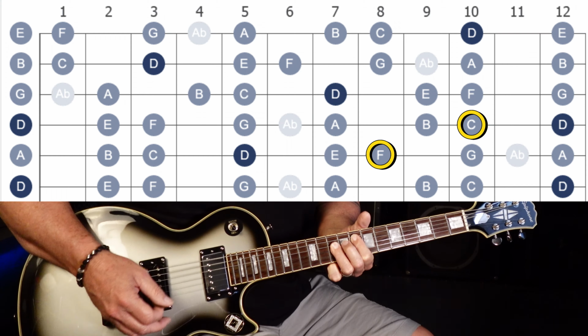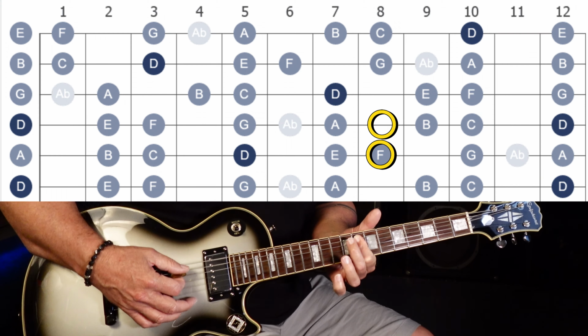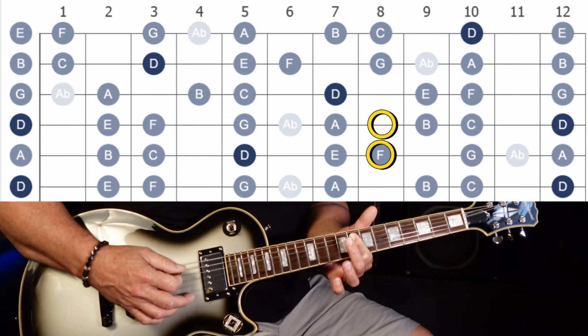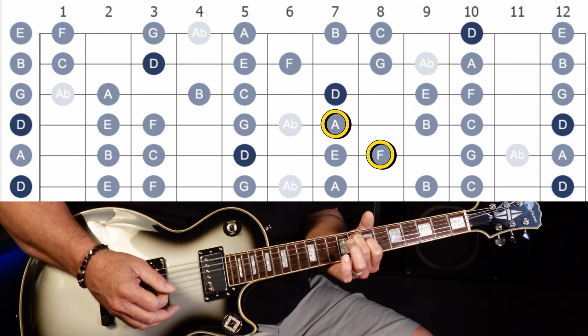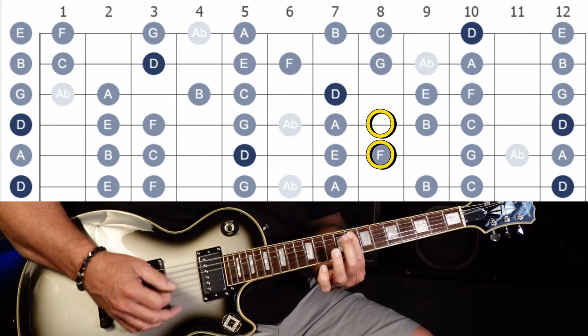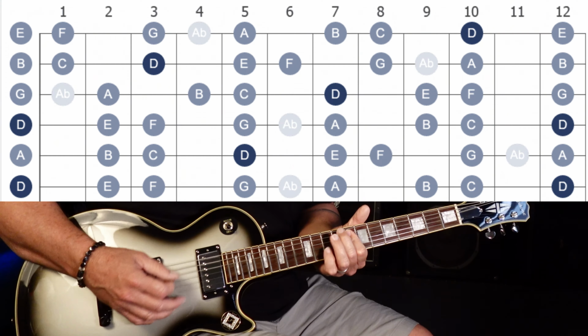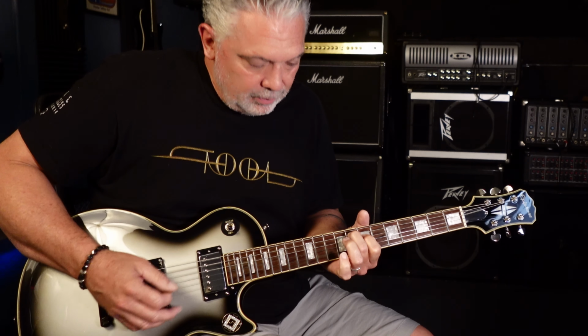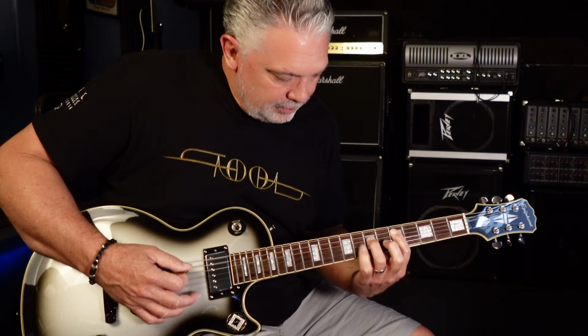So right here it goes F. Then he's doing an F again, but with a sus4, right? So let's look at that again.